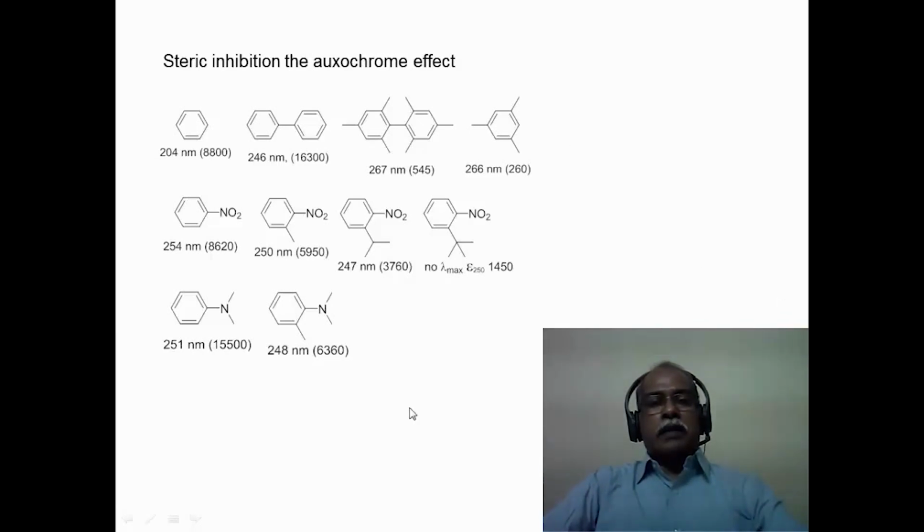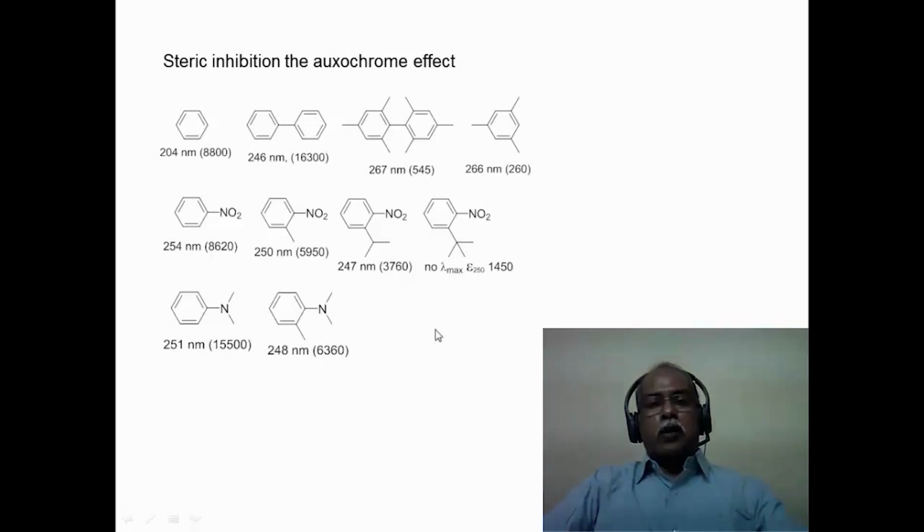This is better illustrated in the case of nitrobenzene. Nitrobenzene has an absorption maximum of 254 nanometer, corresponding to the lowest energy pi to pi star transition, for example. When you introduce a methyl group, it is shifted to 250 nanometer, and the intensity is also reduced to 5950 from 8620, which is the epsilon value. The numbers given in the parentheses are the epsilon value or the extinction coefficient of these transitions.